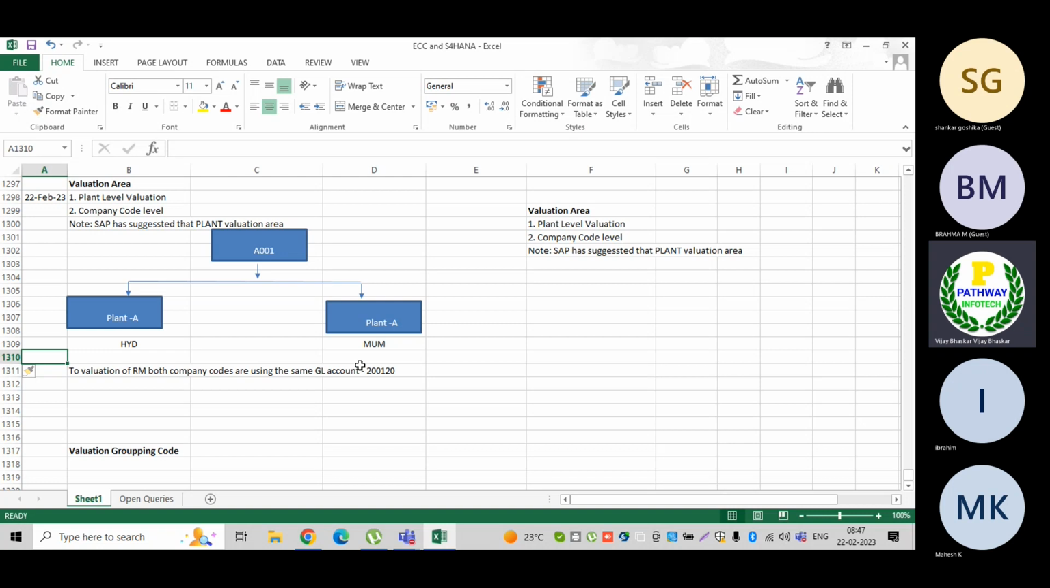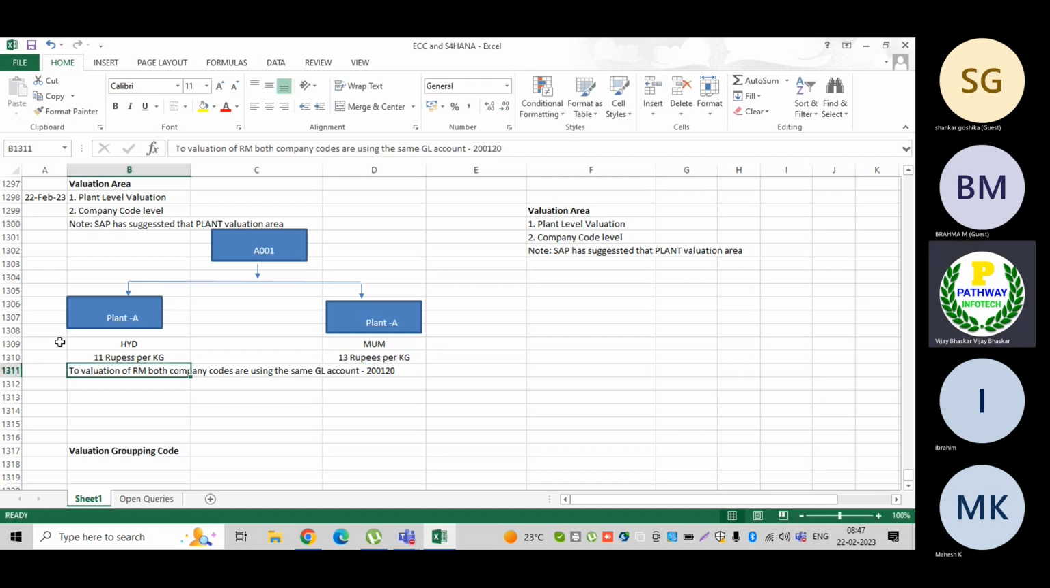Is it the same for both plants, the expenses? For this Hyderabad plant, until the material reaches the plant, the cost of the material per unit is 11 rupees, per kg. Now in a similar way for the Mumbai plant, if I am buying from the same vendor, the cost would be 13 rupees per unit, 13 rupees per kg.